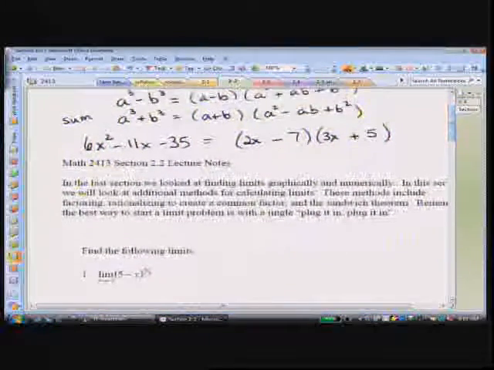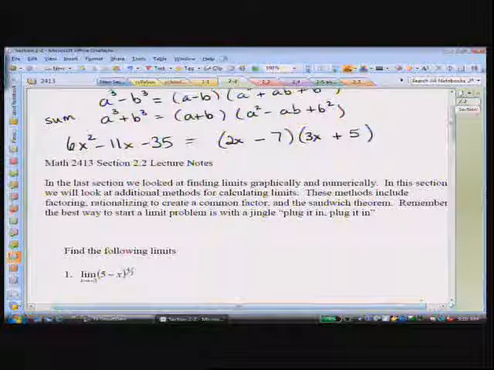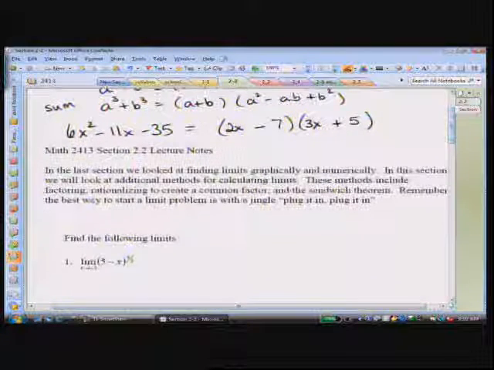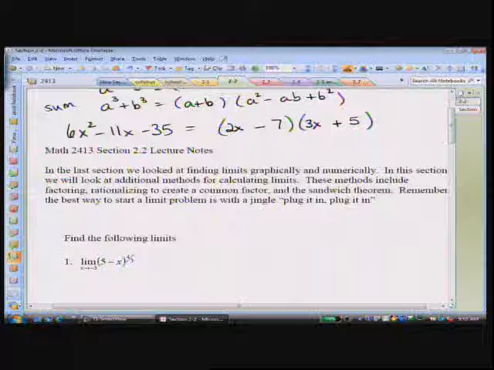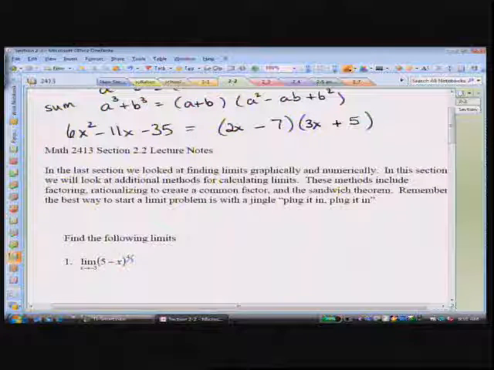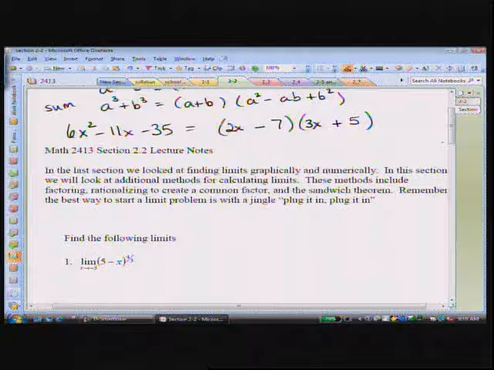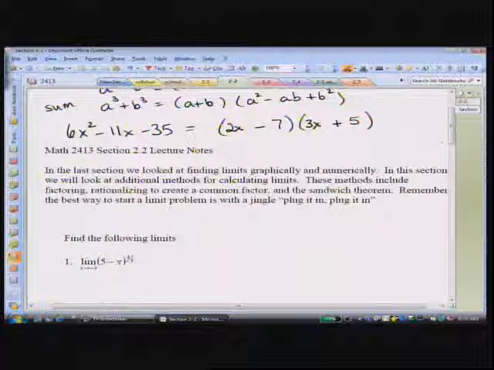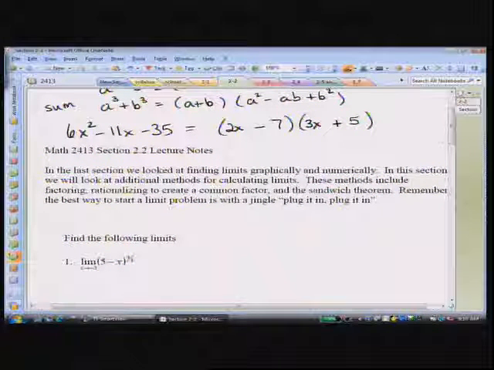All right. So now we are moving on to section 2.2. It says in the last section we looked at finding limits graphically and numerically. In this section we will look at additional methods for calculating limits, and they include factoring, rationalizing to create a common factor, and the Sandwich Theorem. So these are just little tricks of the trade for limits.